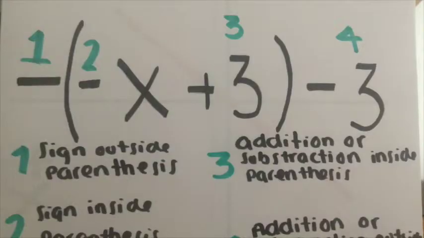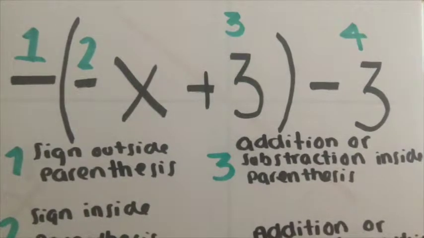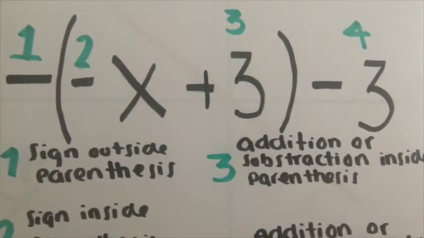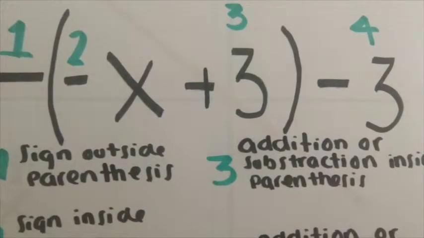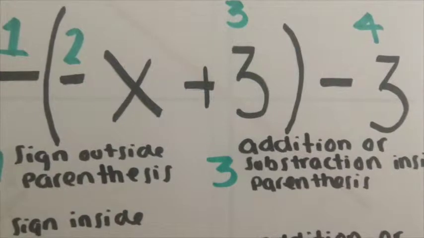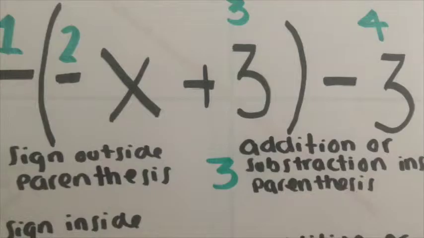Now, we have bad news. A lot of people are trying to destroy them, like the science. Yeah, a lot of people are trying to change those graphs. Firstly, we have the sign outside the parentheses. Secondly, we have the sign inside the parentheses. Thirdly, we have the addition or subtraction inside the parentheses. And fourthly, we have the addition or subtraction outside the parentheses.